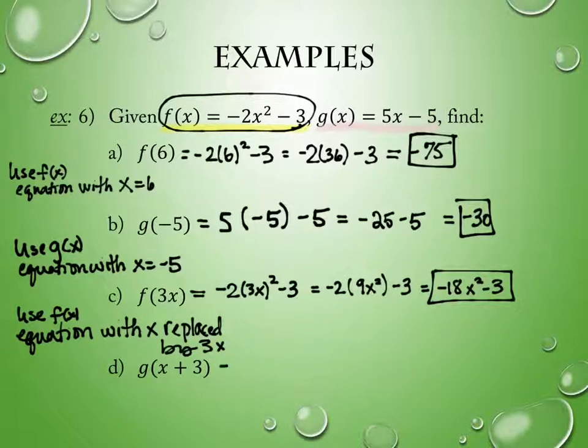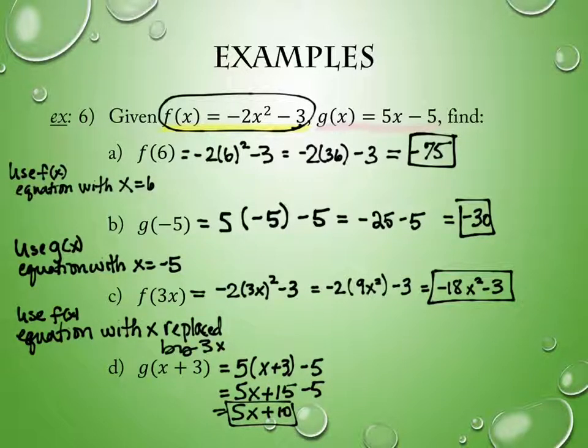Okay? Okay, so you should have taken the g of x equation, which is 5 times x, now it's x plus 3 minus 5. Did you distribute the 5? Fabulous. I'll write mine down here since I have space. 5x plus 15 minus 5, so we should have ended up with 5x plus 10. Does that look good? Great.